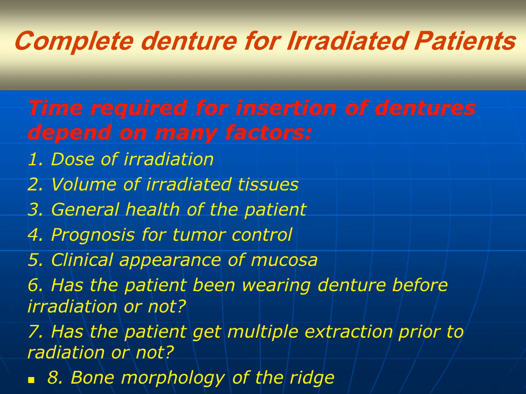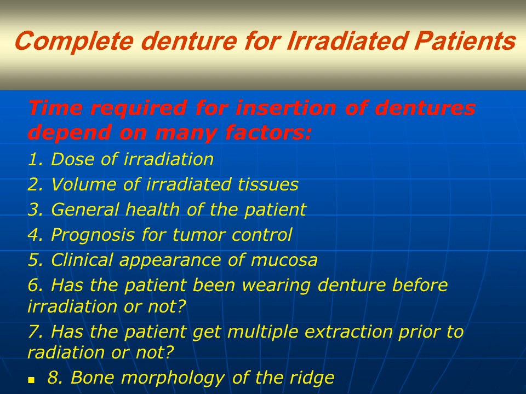That's to say, if you get a patient who received a small dose of radiation, the irradiated tissues are very small, general health of the patient is generally good, the clinical appearance of the mucosa is not bad, the patient was wearing a denture before, and the patient didn't get any multiple extractions prior to radiation, and the morphology of the ridge is well developed and covered by firm periosteum, you can construct a denture for this patient maybe after 2 months of radiation.